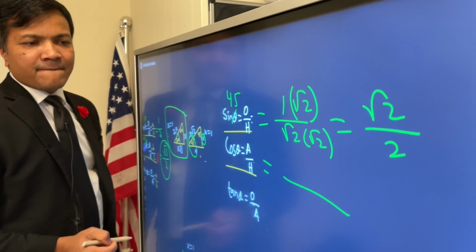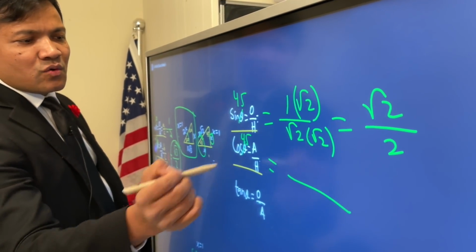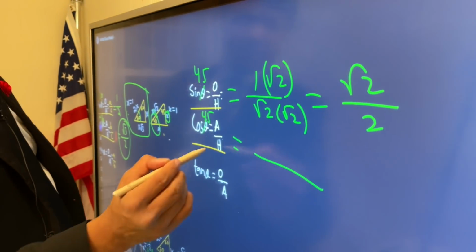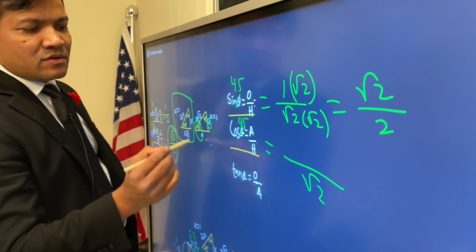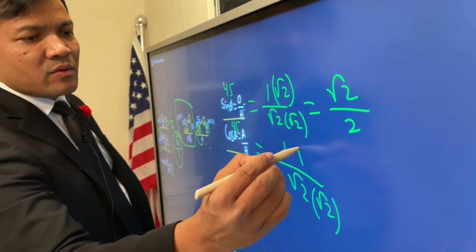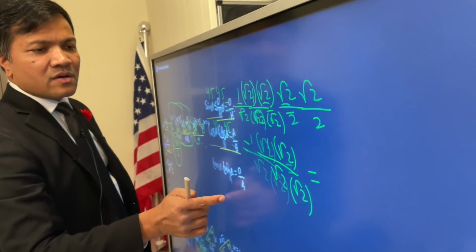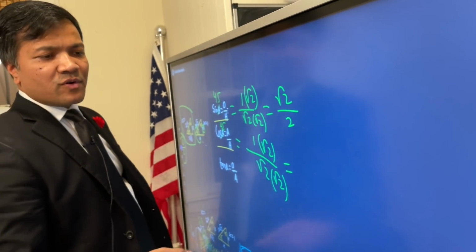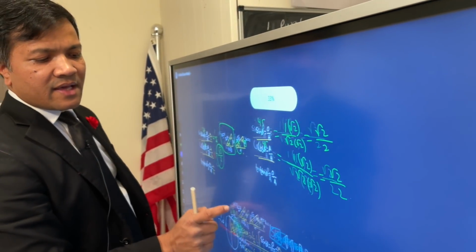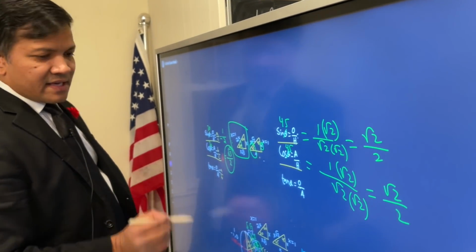Now we're gonna do cosine 45 degree. The hypotenuse is square root of 2, and the adjacent is 1. Again, we get the same thing. Why are we getting the same thing? Because this is 45. What do you expect? Square root of 2 over 2. Now let's see whether we verify that we get exactly the same thing.